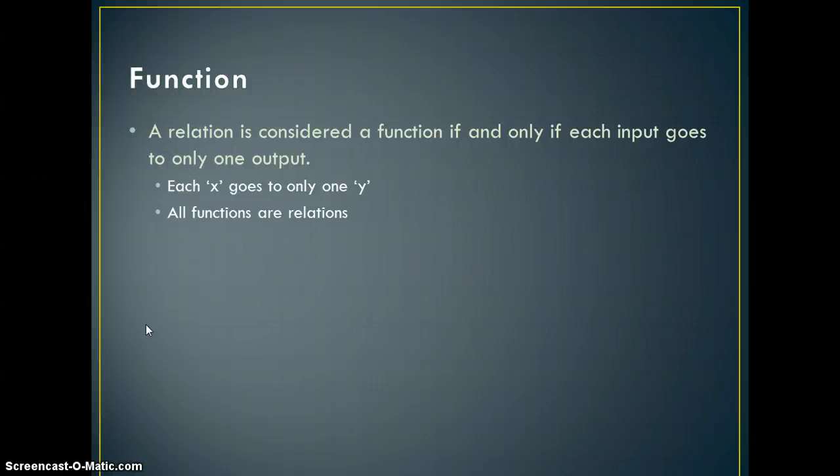A function will also come into play here. A relation is considered a function if and only if each input goes to only one output. What does that mean? Well, that means each x goes to only one y. So for example, I have my x and my y. Let's say I have 1, 2, and 3, and I have A, B, C. 2 goes to B, 1 goes to C, and 3 goes to A. Each x goes to only one y. That's a function.